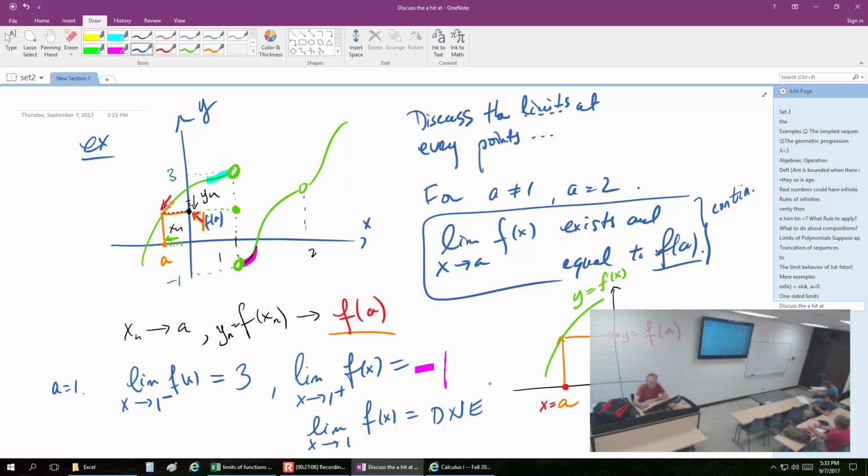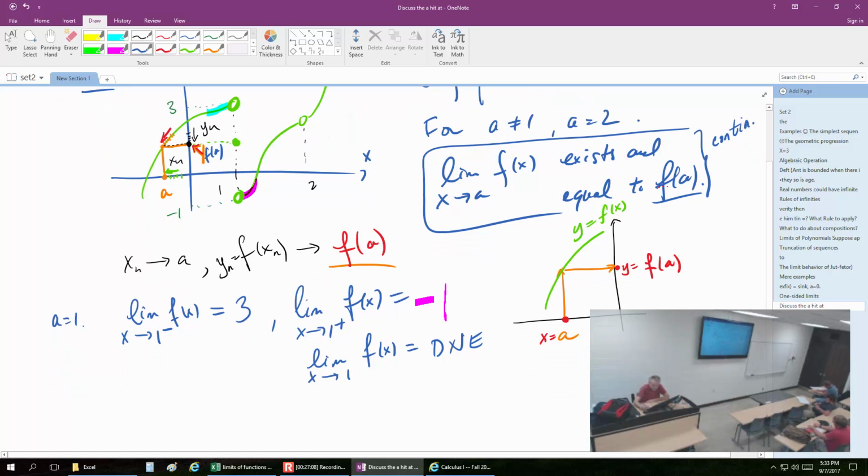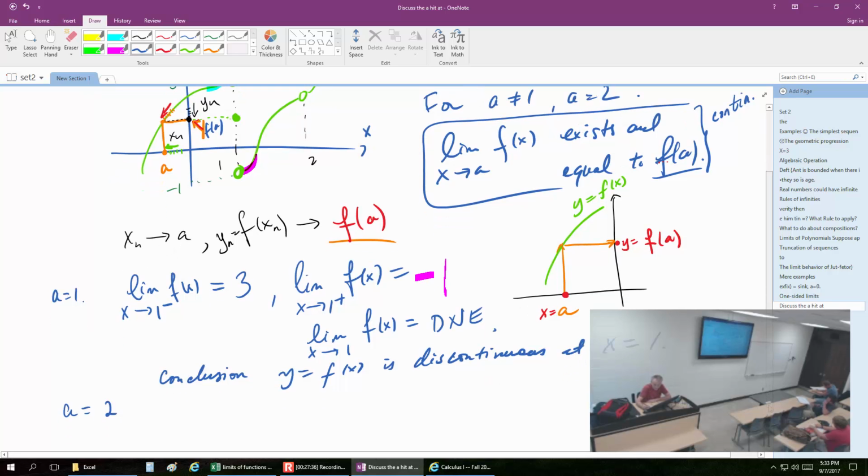So that means that there is no limit. And the actual conclusion that I want to make here is y equal f of x is discontinuous at x equal 1. Okay? We can see it, but we want to put it in more precise terms, and that's why we're doing limits here. So a equal to 2 is the other problem.